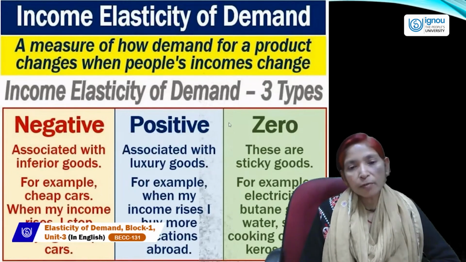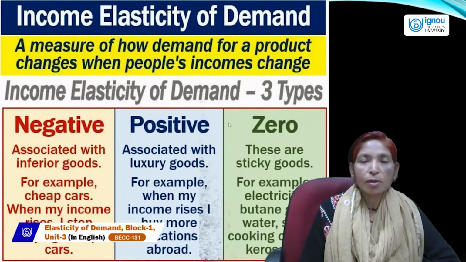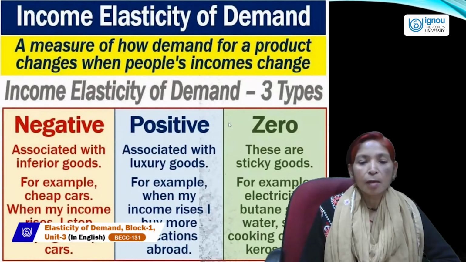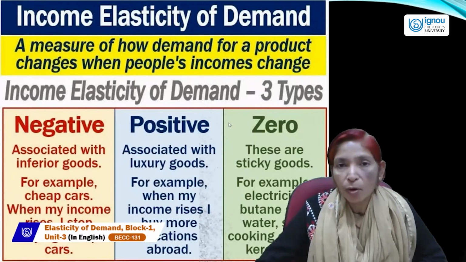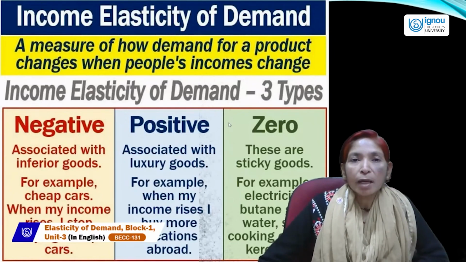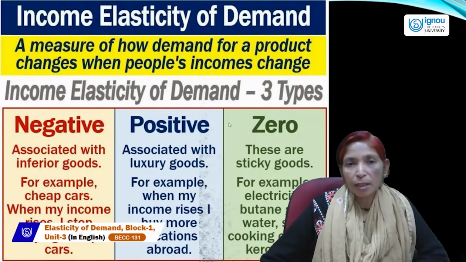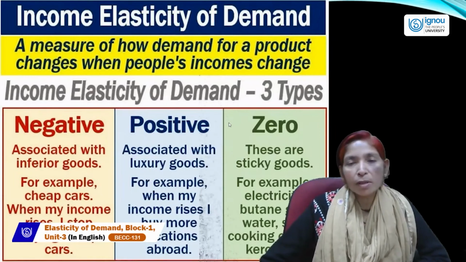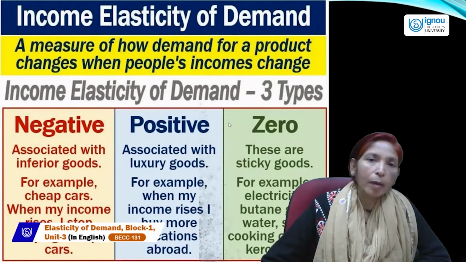It is associated with luxurious goods. Luxurious goods are normal goods or comfortable goods. For example, when my income rises, I buy more vacations abroad. I can spend more on vacations abroad. So, if demand for any product increases due to a rise in income and falls due to a fall in income, that is called positive income elasticity of demand.